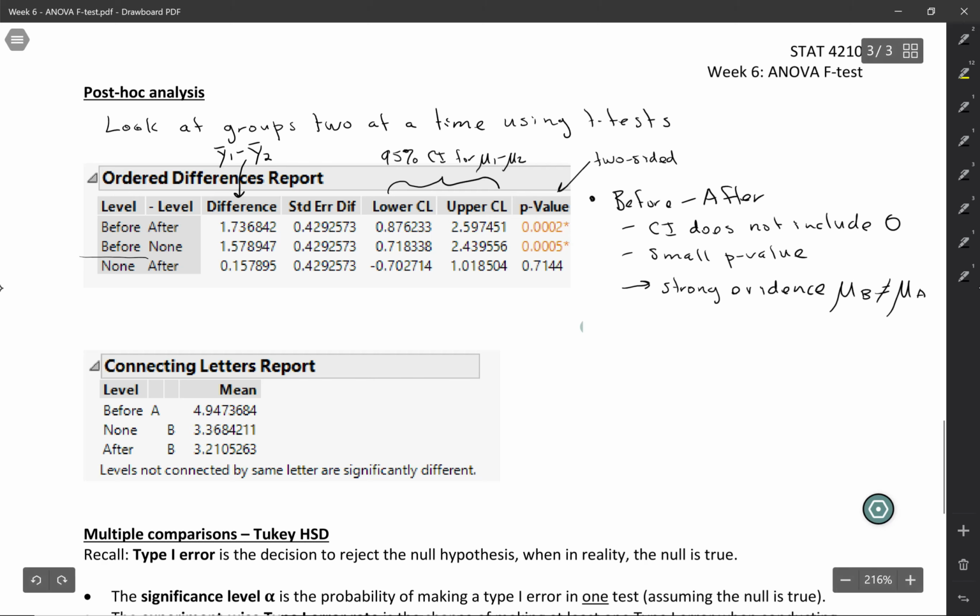Notice how that changes here. If we look at none minus before, the confidence interval does include 0, so that means 0 is a plausible value for the difference.